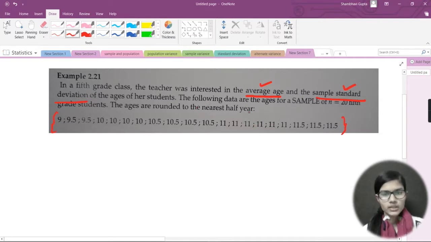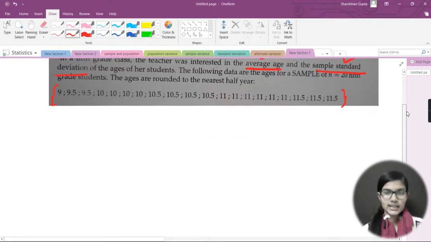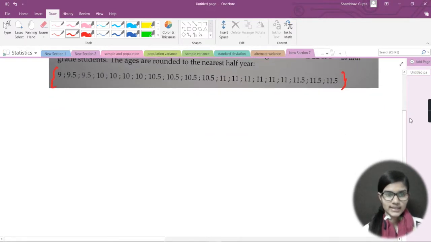Now, what else is written? The following data are the ages for a sample of n is equal to 25 fifth grade students. The ages are rounded to the nearest half year. That's a little bit about what the question says. But the main thing we need to find out is what it is asking. So from that I got that I need to find the average age and sample standard deviation. This is done. Now quickly let's move towards the next thing.